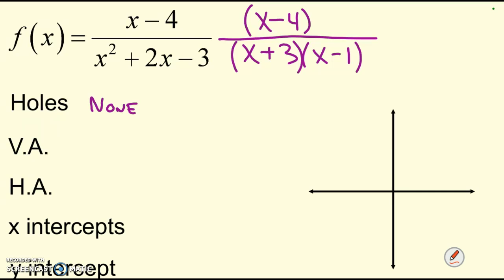Okay, any vertical asymptotes? Yep, one at -3 and one at 1. So x equals -3 and x equals 1. Okay, let's go ahead and draw those in. 1, 2, 3, 1.